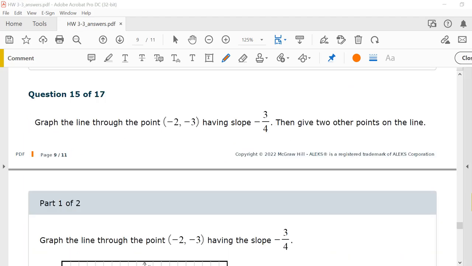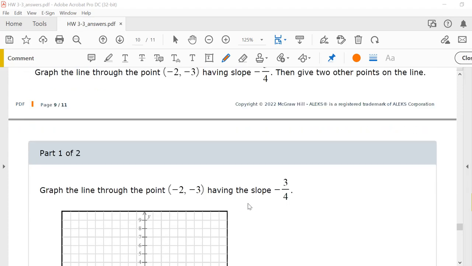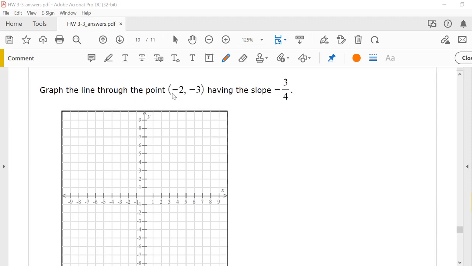Question 15. Graph the line through the point -2, -3, having slope -3/4. Then give 2 other points on the line. All right. Part 1. Graph the line. We need to plot the point -2, -3.